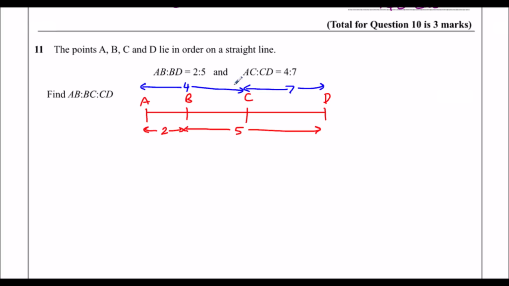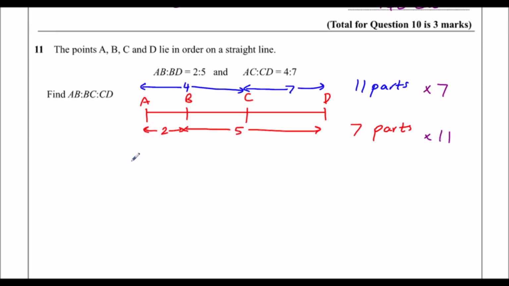So we need to make these comparable. And the only way we can do that is by making them add up to the same number. At the moment, 4 plus 7 is 11. So 11 parts for 4 to 7. 2 to 5 is 2 and 5 make 7. So that's 7 parts. We need them to be the same. So let's multiply this one by 7 and this one by 11, and they'll both be out of 77.